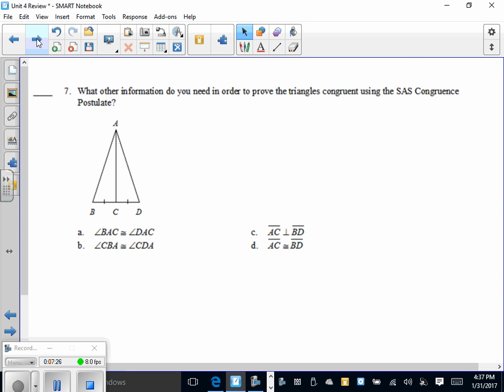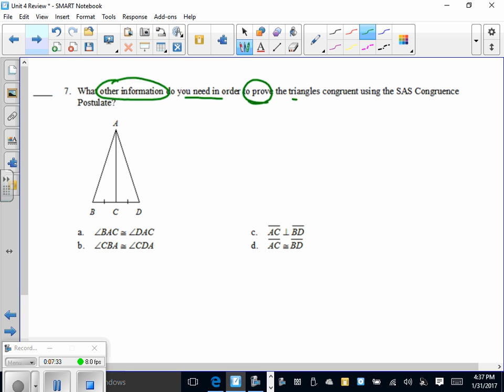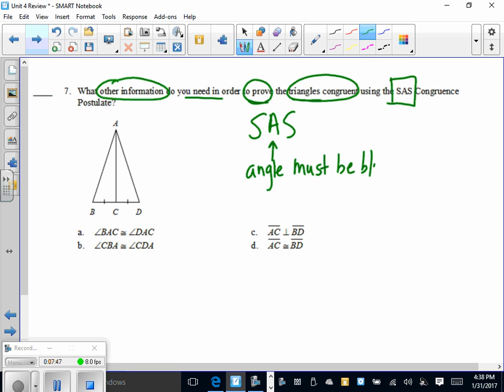Number 7. What other information do you need in order to prove the triangles are congruent using side, angle, side? Side, angle, side. That means the angle must be between the two sides. Okay? So, they tell us that BC and CD are congruent because they give us that information, so there's an S. So, if SAS, I have my S.